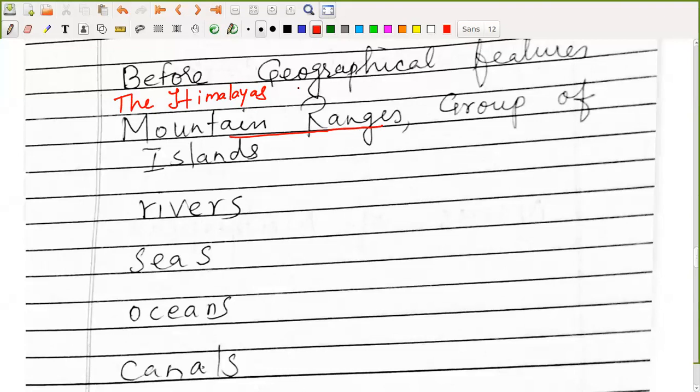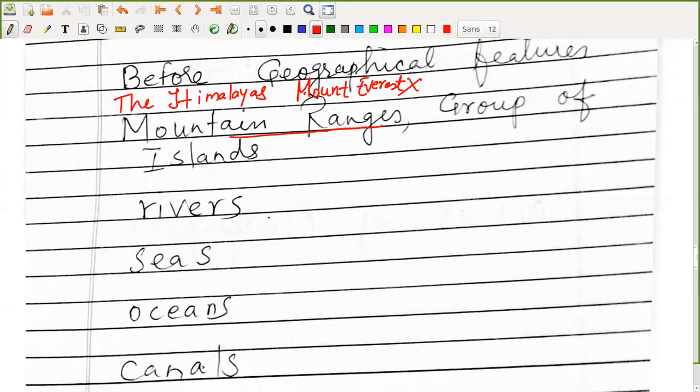But if you have the name of a particular mountain, you will not use the. Before Mount Everest, we will not use the. If it is Mount Everest, don't use the. So you have to use it before mountain ranges, not before the names of a particular mountain. Is it clear to you? Mountain ranges, not one mountain. The Himalayas, not the Mount Everest.